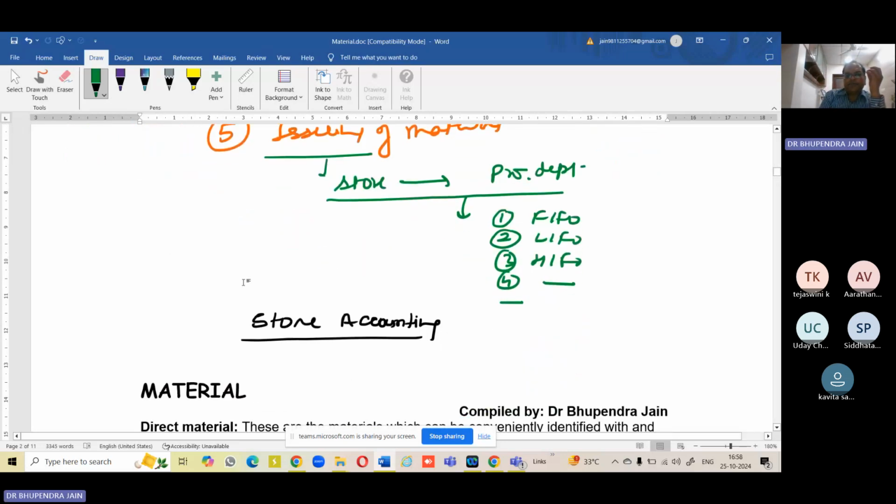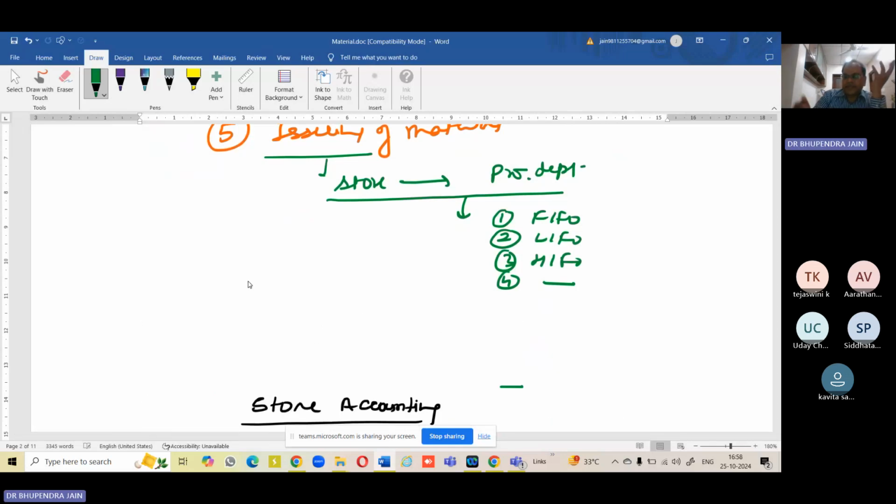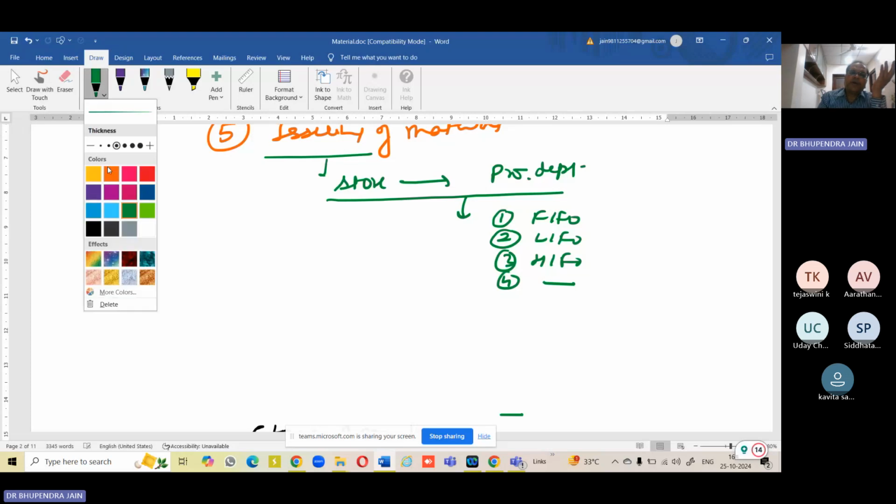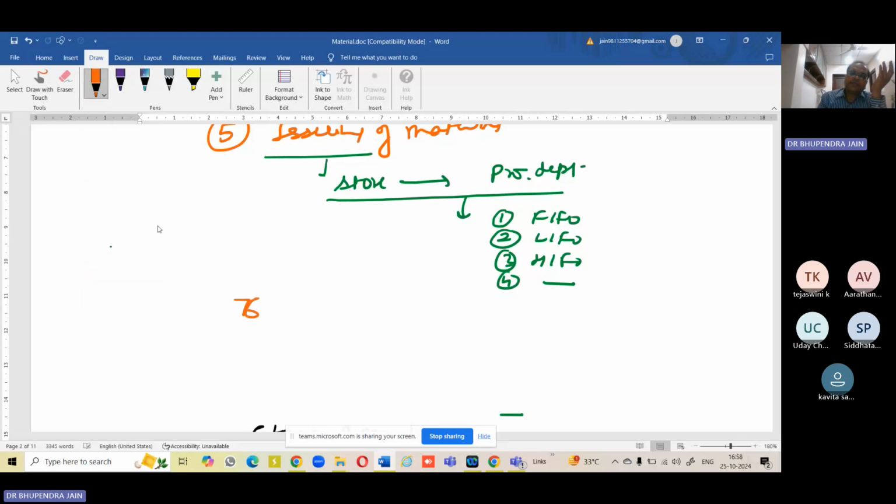And the last step. Some books say 7 steps and some books say 6 steps, but both are the same. Number 6 step is: we have purchased the material, received the material, stored the material, issued the material. Now what do we do? Physical verification of stock, or audit of stock.